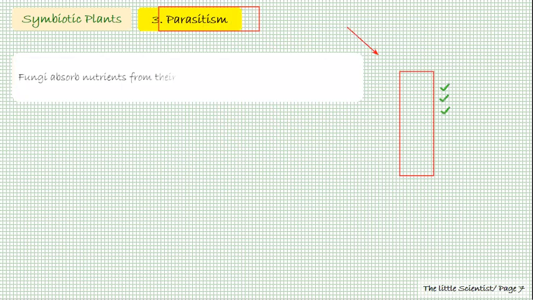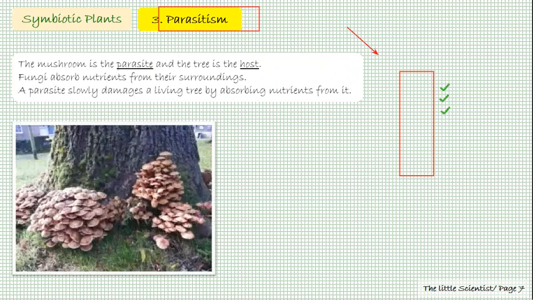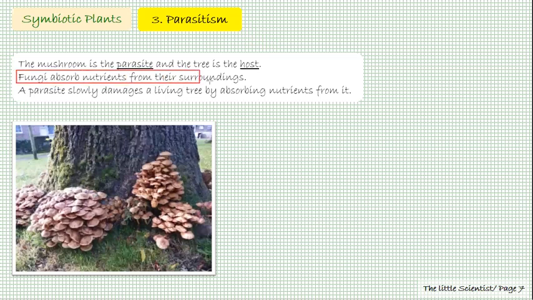What about the relationship between, let's see the figure, between these mushrooms and the tree? What do these mushrooms do? These mushrooms suck nutrients from the tree. They absorb nutrients. They are stealing the nutrients of the tree. Are mushrooms happy? Are fungi happy? Yes, they are. Is the tree happy? Is the host happy? No, it's not. There is an organism stealing its nutrients.